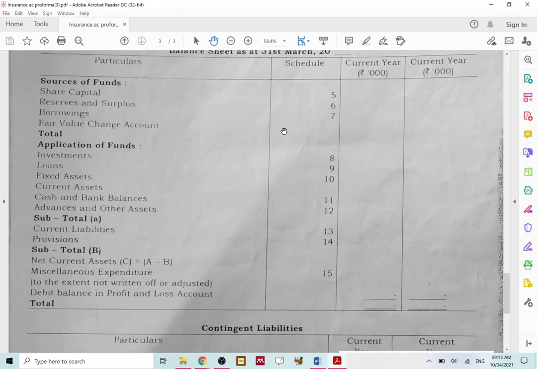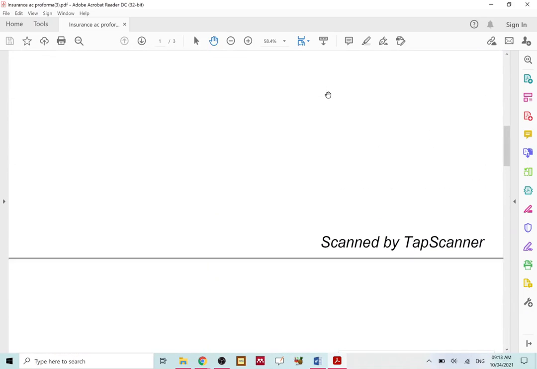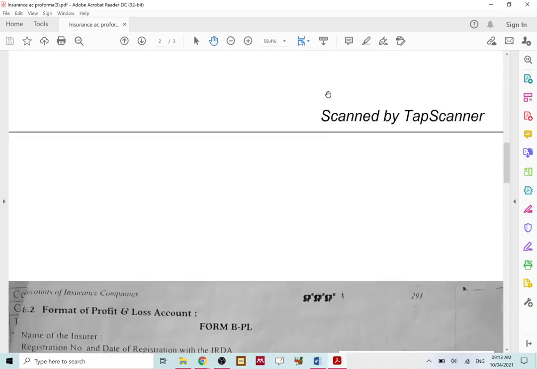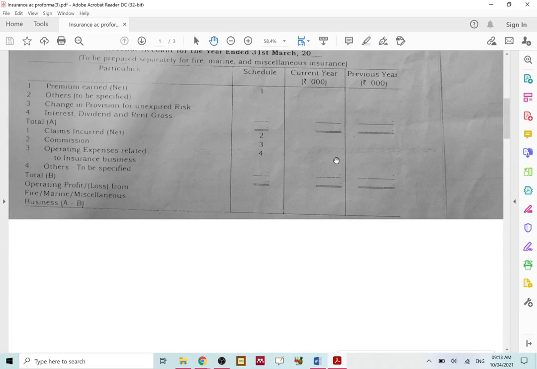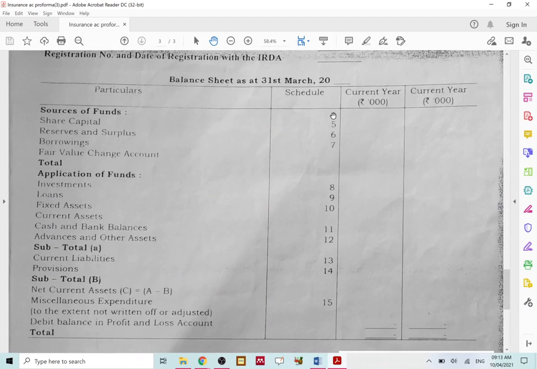So for a balance sheet for an insurance company's account, we will have schedules starting from 5 ending at 15. Now the first 4 schedules, you know that they have gone to the revenue account, isn't it? Premiums, claims, commission and operating expenses. Am I right? Over here, 1 to 4. And the remaining from 5 to 15 come under the balance sheet.